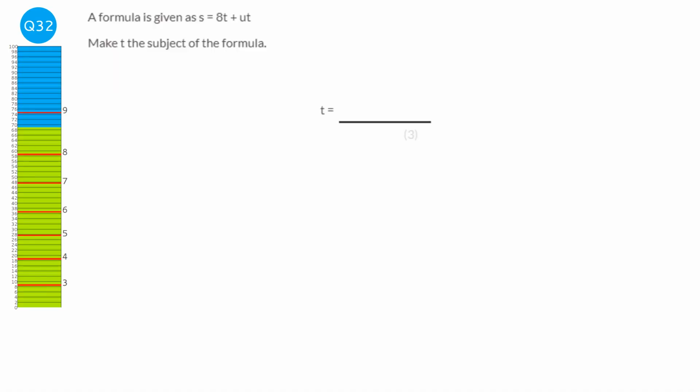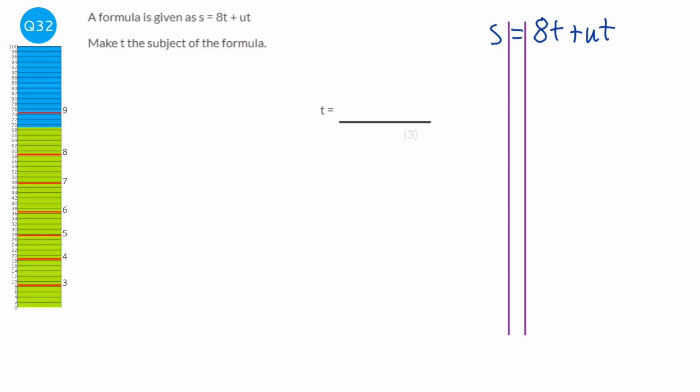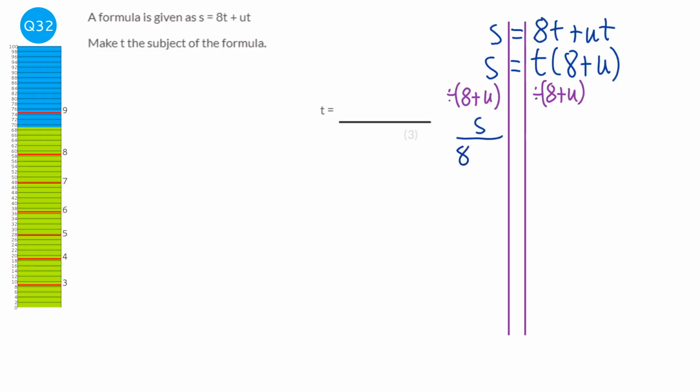So I'm going to just write out this formula again. We've got s equals 8t plus ut. Now we want to get t as the subject. So the first thing I'm going to do is factorise the t's. So t bracket 8 plus u. And what I want to do is get rid of that bracket there. And so what I'm going to do is divide both sides by that bracket. And so we're going to end up with s over 8 plus u equals t. So t is s over 8 plus u, or s over u plus 8.